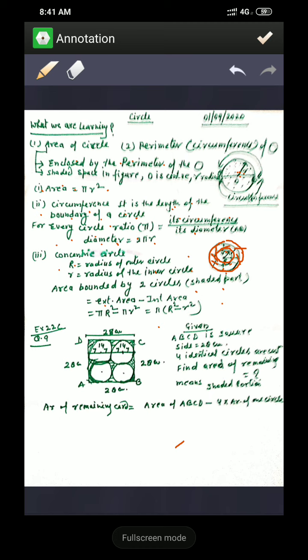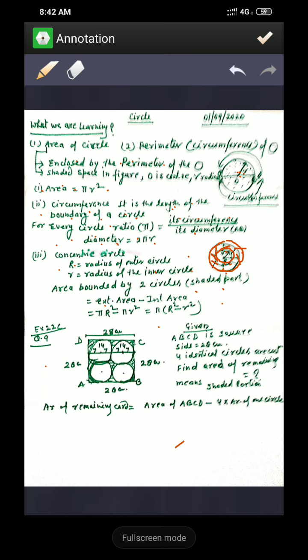Now see, this is question number 9. These types of questions are very important. In this question there is a square ABCD. In ABCD, the sides are 28 centimeter. So what is the question? ABCD is a square, side is equal to 28 centimeter. 4 identical circles are cut. Find the remaining area of the cardboard.